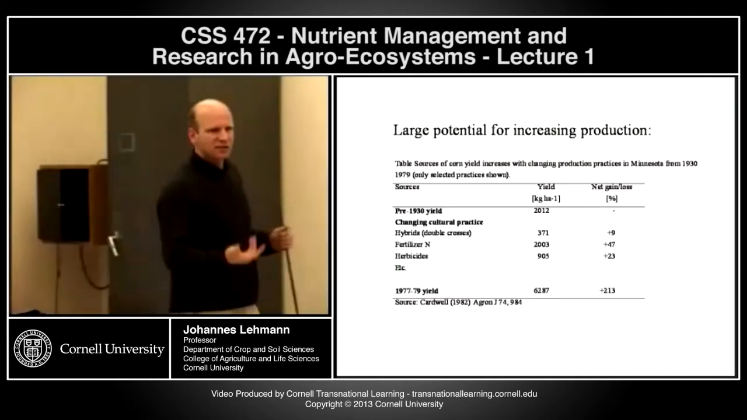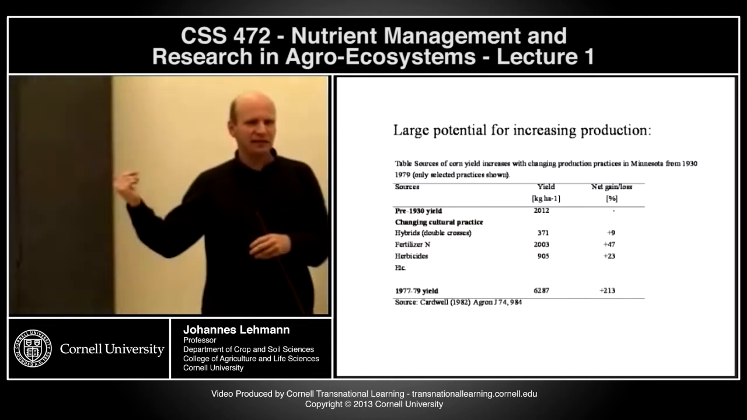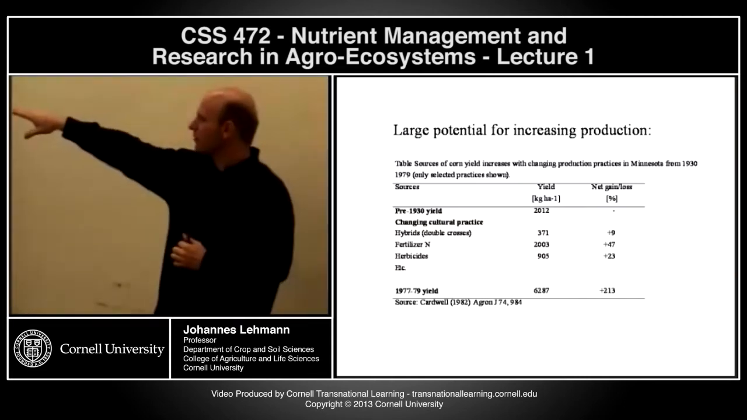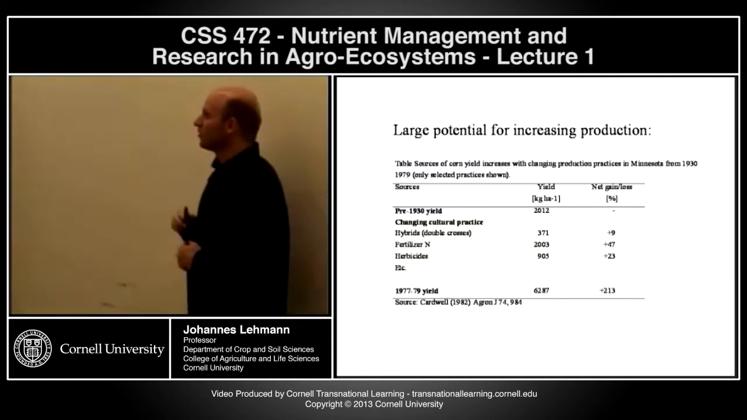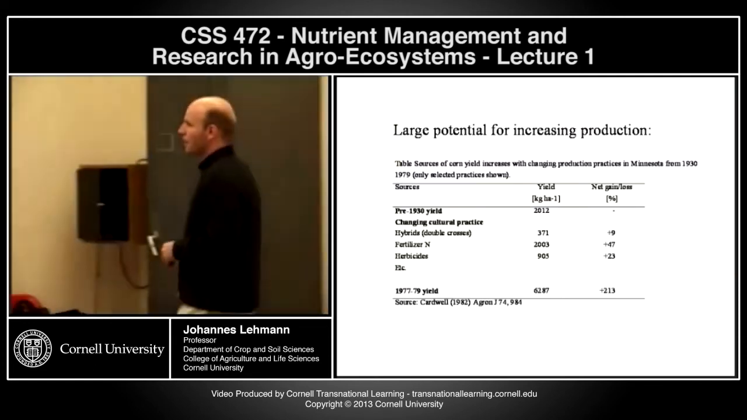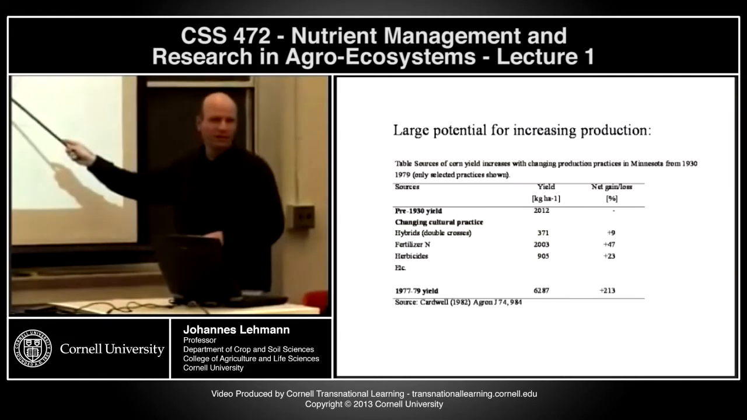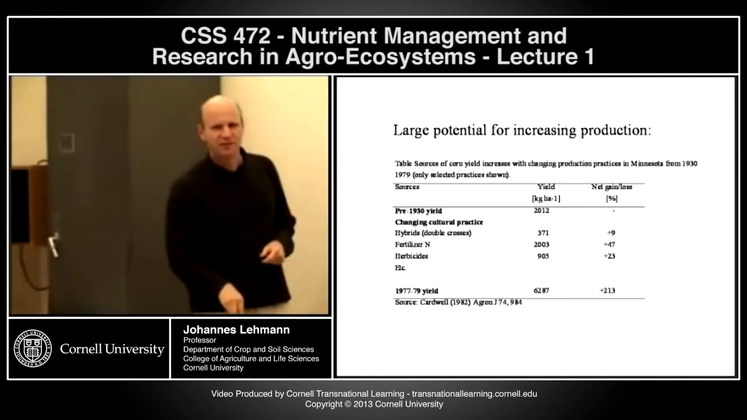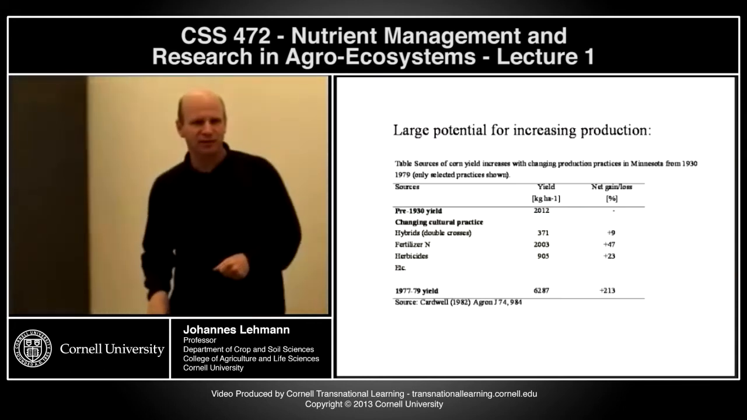But there is a huge potential. If you look at data like this here, where we can see that the pre-1930 yield in Minnesota was just 2 tons of corn per hectare. What are corn yields now, for instance, in parts of the developing world?